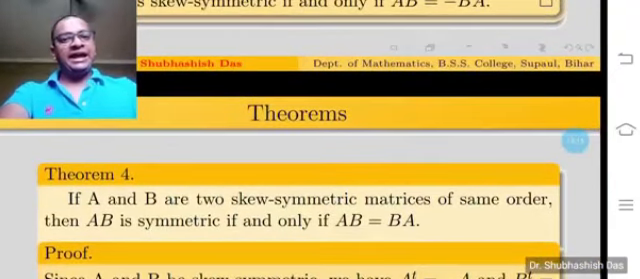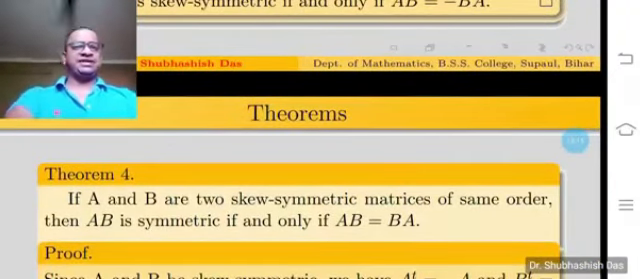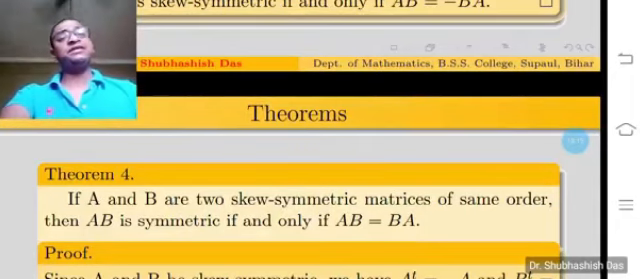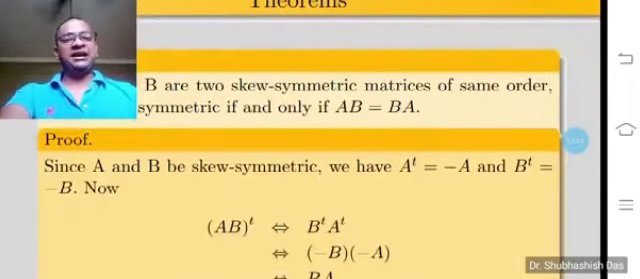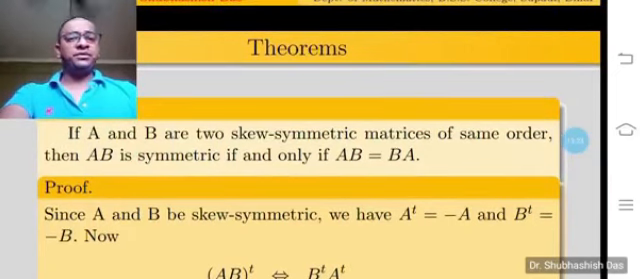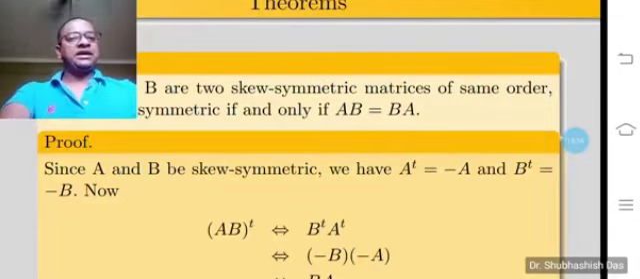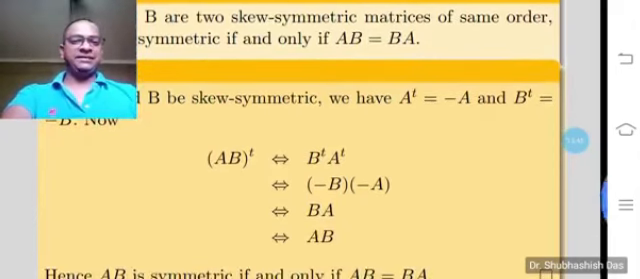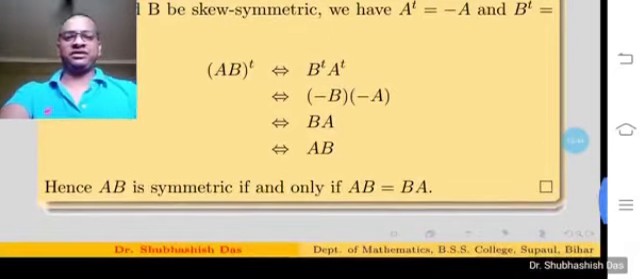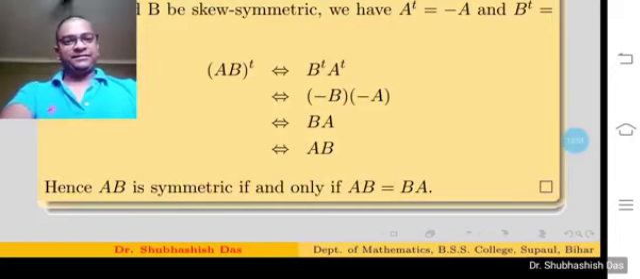Theorem 4: if A and B are two skew symmetric matrices of the same order, then AB is symmetric if and only if AB is equal to BA. So again, in this case, what we have to prove? (AB) whole transpose is equal to AB, right? So let's check. (AB) whole transpose is equal to B transpose A transpose, implies and is implied by minus B times minus A, implies and is implied by BA, implies and is implied by AB. This condition was given. Hence, AB is symmetric if and only if AB is equal to BA.